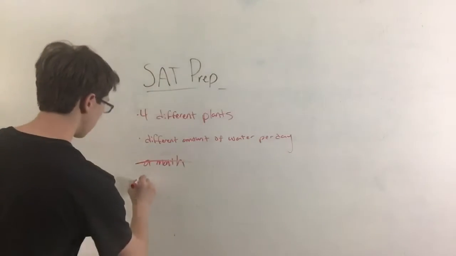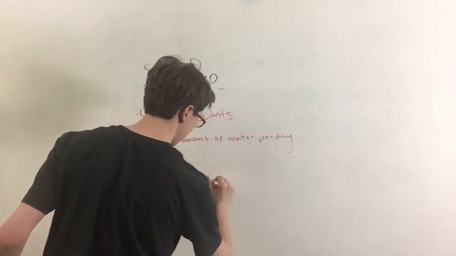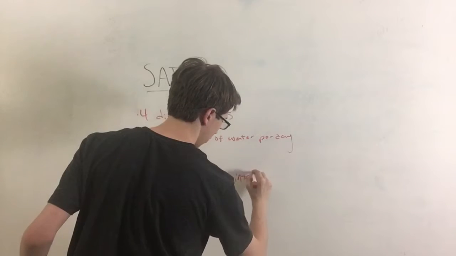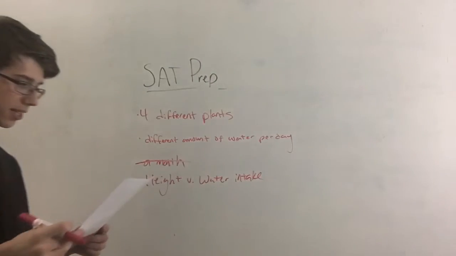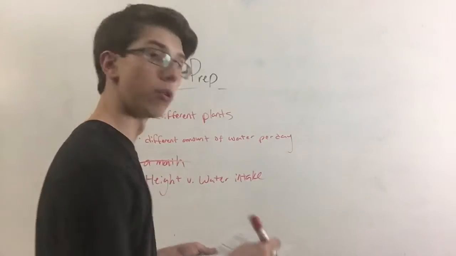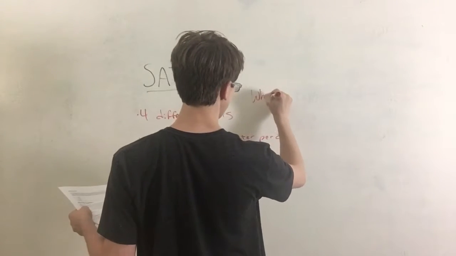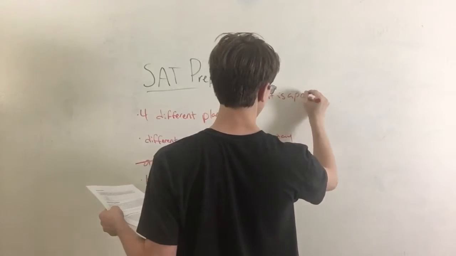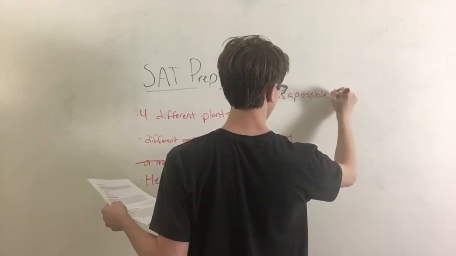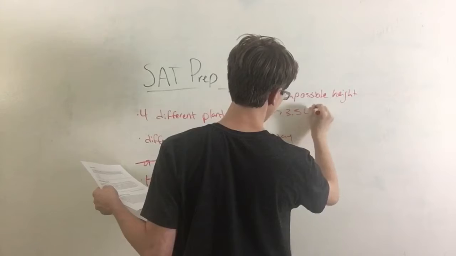Okay, and then we're given height versus water intake in our chart, right? And so now if everything is kept constant between the different plants, all the other factors, what would be a possible height? So what could be a possible height? So that is the question. So what is a possible height if the plant is given 3.5 liters a day?